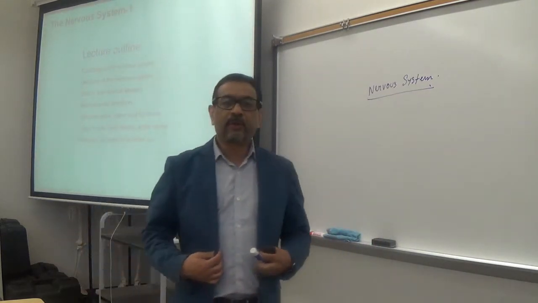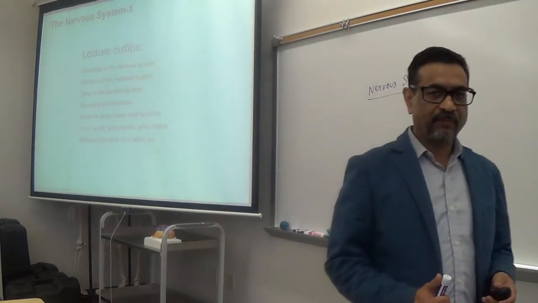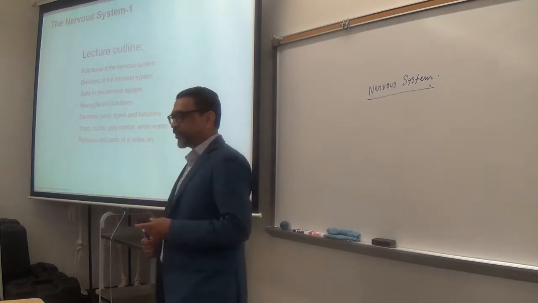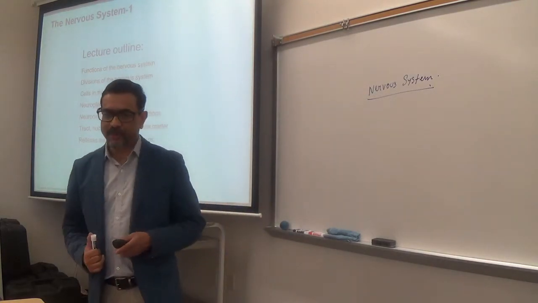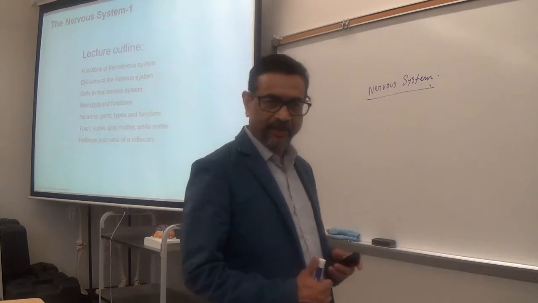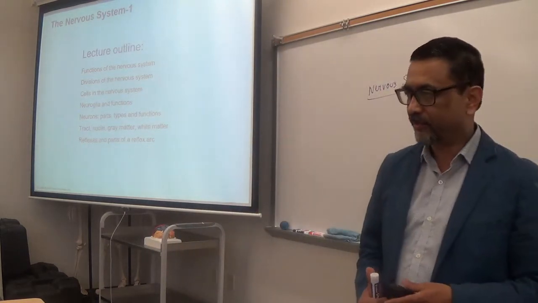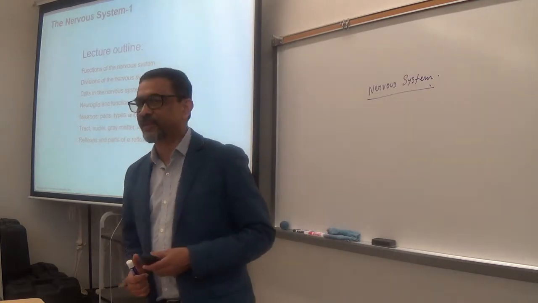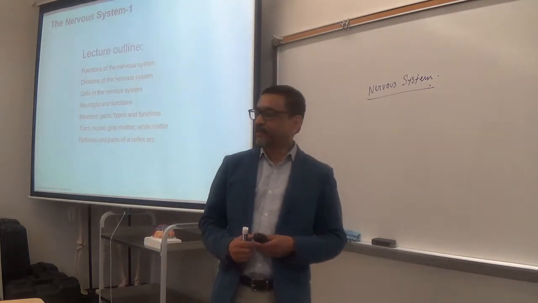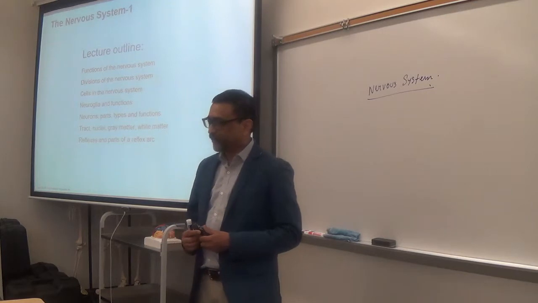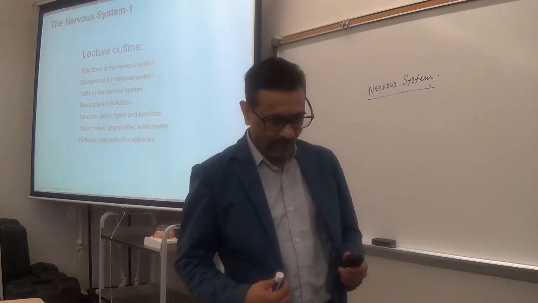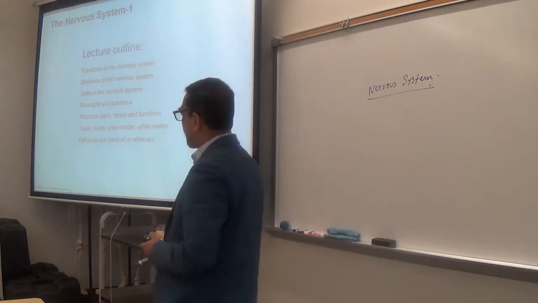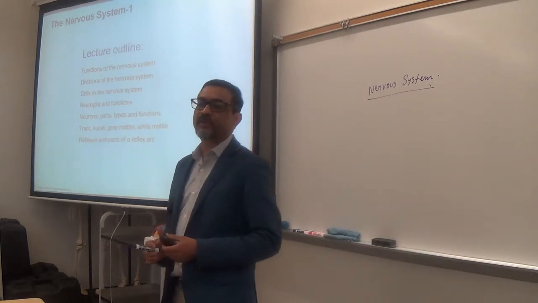First, we'll talk about the functions of the nervous system, then divisions of the nervous system, how we classify the nervous system. Then we'll talk about the cells in the nervous system. What kind of cells are present in the nervous system or in the neural tissue. Then we'll talk about those cells.